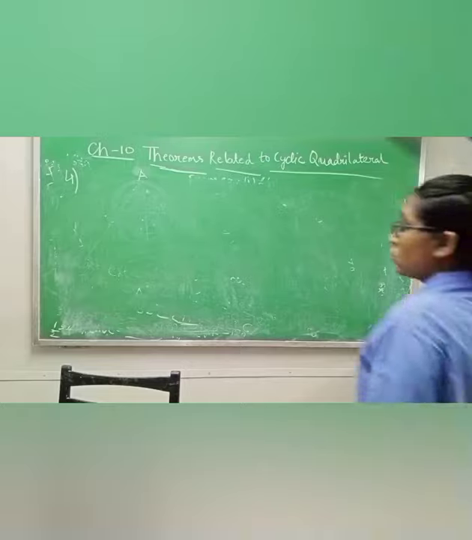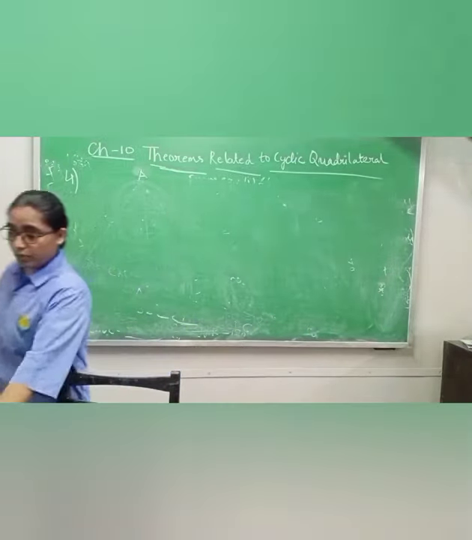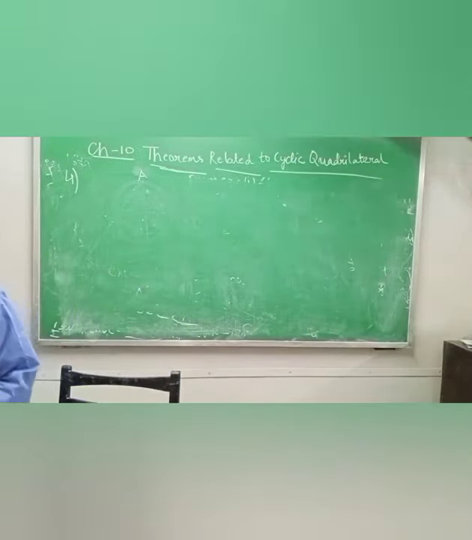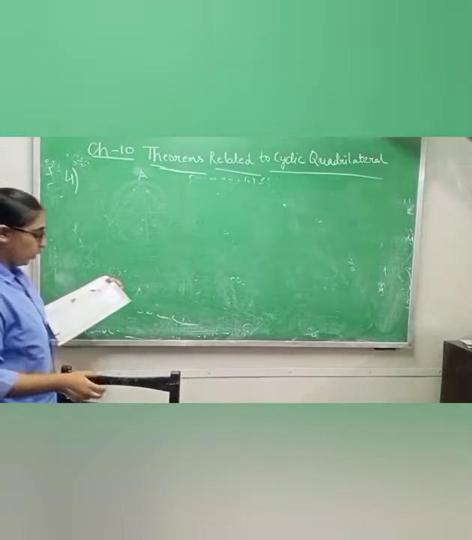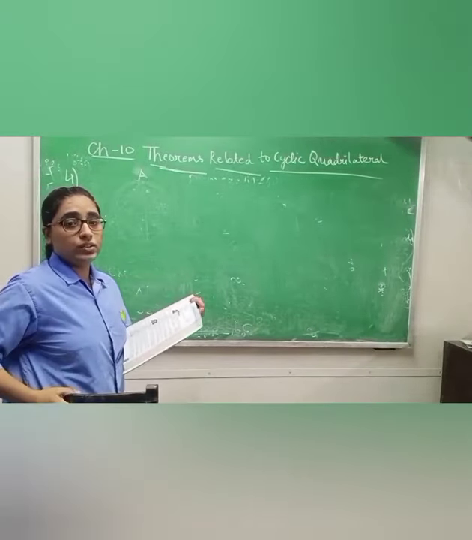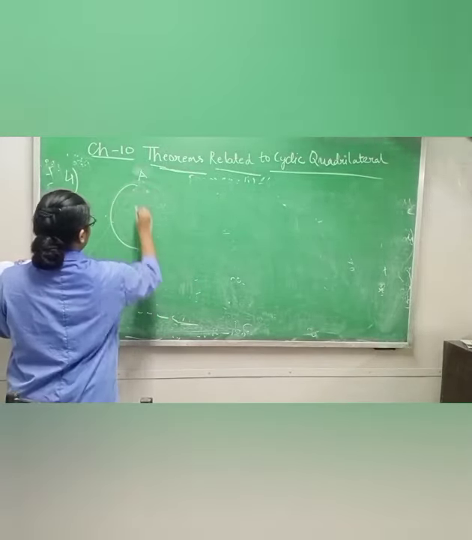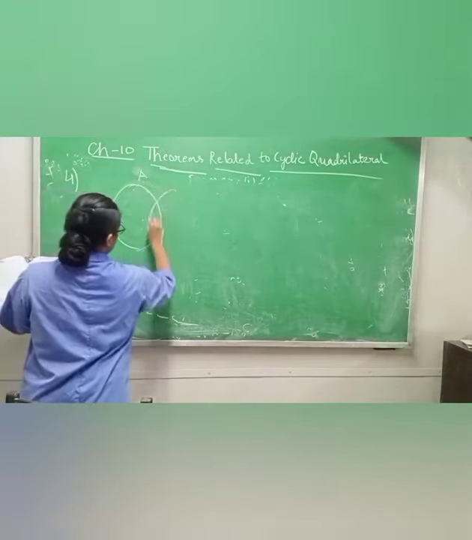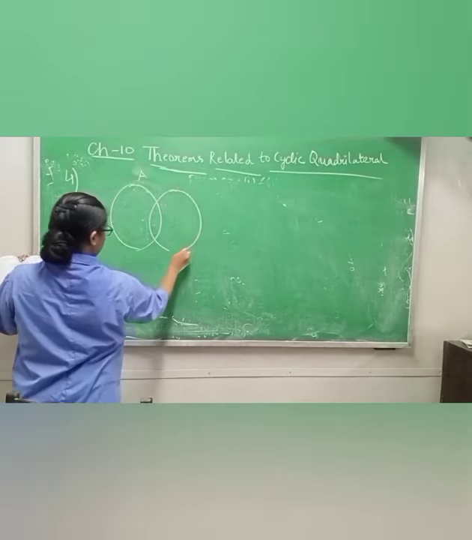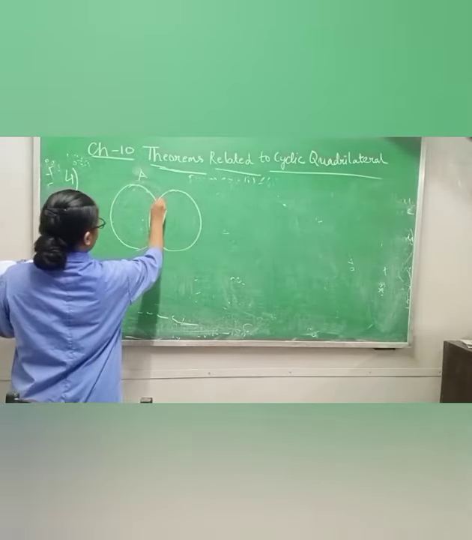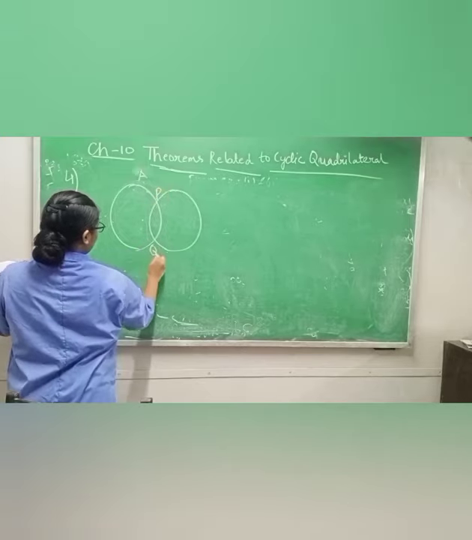Now class 10, read question number 4. In question number 4 it is written, two circles intersect each other at the point P and Q. There are two circles which intersect each other at the point P and Q. So okay, I am making two circles.